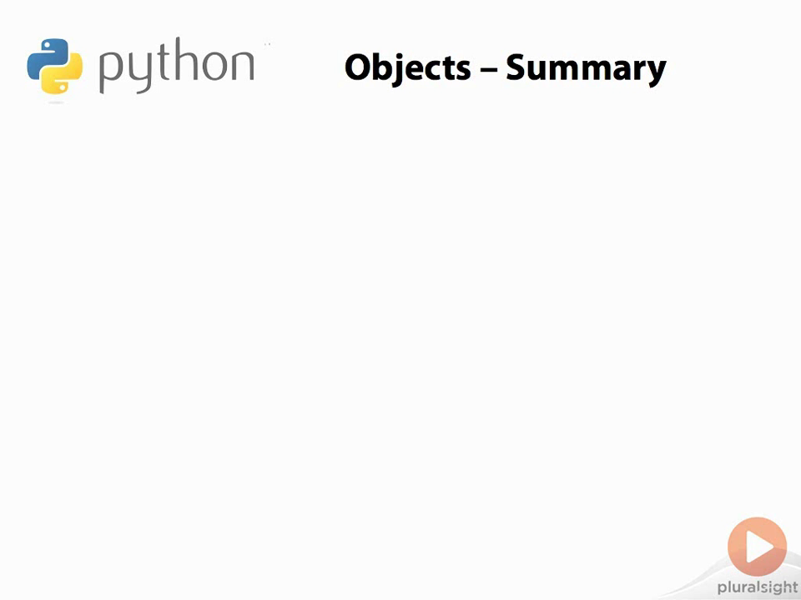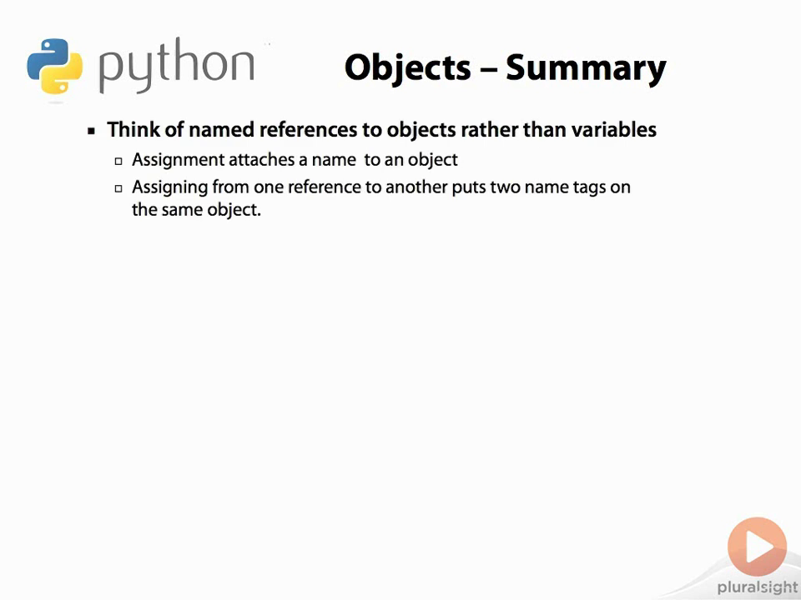We've covered a lot of important concepts about how the Python language works in this module. Let's summarize what we've been over. Better to think of Python working in terms of named references to objects rather than variables and values. Assignment doesn't put a value in a box, it attaches a name tag to an object. Assigning from one reference to another puts two name tags on the same object.